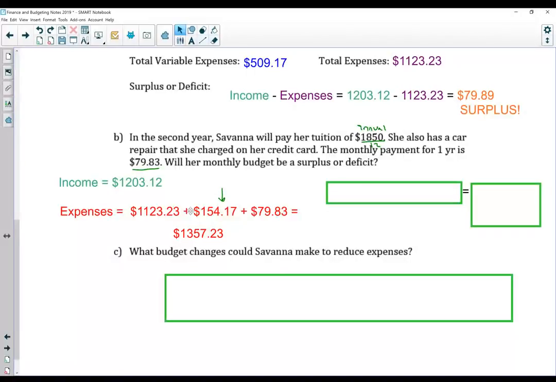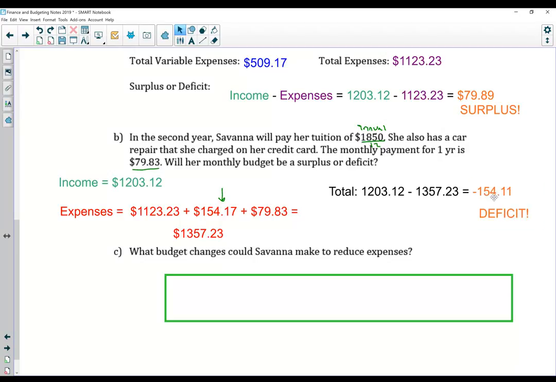We can see now that if her income stayed the same, we are going to be running a deficit. To find that, of course, I take the income, I subtract the expenses, and I find I have a negative number, negative $154.11. That means she is running a deficit. So she's going to have to try and figure out how to make $154.11 more, either in her income or reduce her expenses. So that's what question C says.